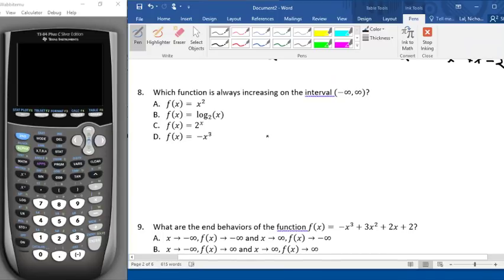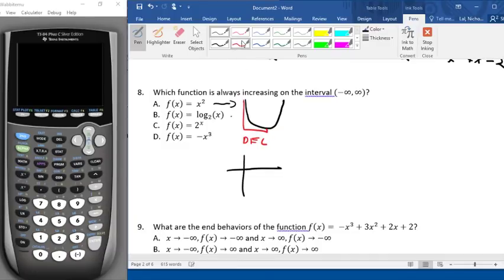Which function is always increasing on the interval from negative infinity to infinity? So you have f of x equals x squared, if we know what x squared looks like. X squared looks like this, it's a quadratic. But here, on this interval, it is decreasing, so that's not the case. For the log base 2 of x, the log base 2 of x is going to look like this function right here.